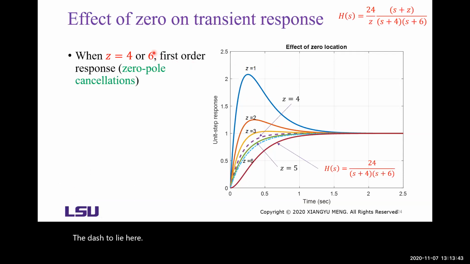Similarly, when z is 6, the mode minus 6 is absent from the output, and the response is that of a first order system due to the pole zero cancellation. We know pole zero cancellation can only happen when the pole is in the left half of the S-plane.